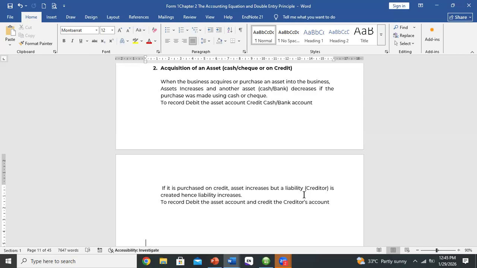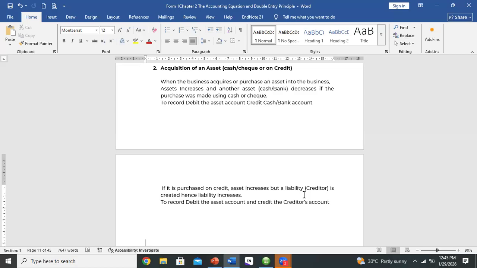So let's say your mom or your dad or your parents are running a business, and then they go and buy a computer and they paid cash. You should be able to tell your parents to open this account and this account, credit this account and debit this account. You should be able to do that. You tell them, you have acquired an asset, a computer. So the computer will increase in the business.